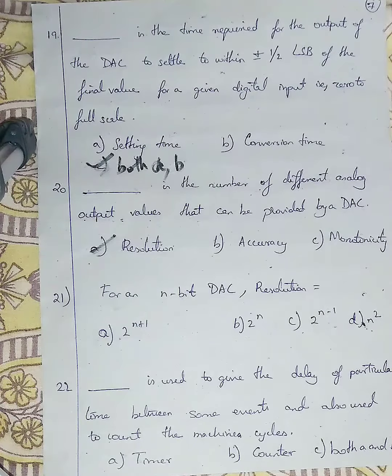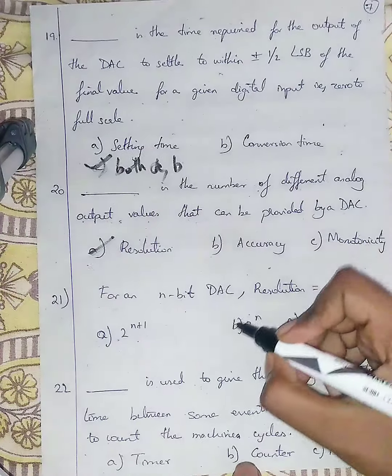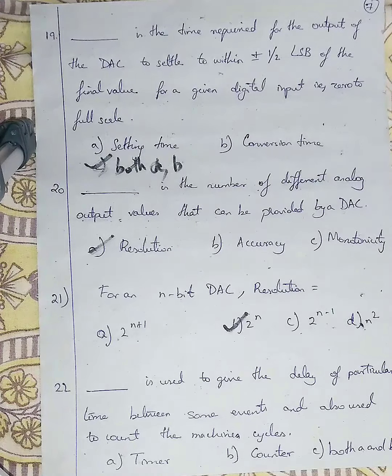Question number 21. For an n-bit DAC, the resolution is given by the formula. Option A is 2 power n plus 1, option B is 2 power n, option C is 2 power n minus 1, and option D is n square. For an n-bit digital to analog converter, resolution is given by 2 power n. So I'm going with option B, 2 power n. Okay, for an n-bit DAC, 2 power n, just keep that in mind.